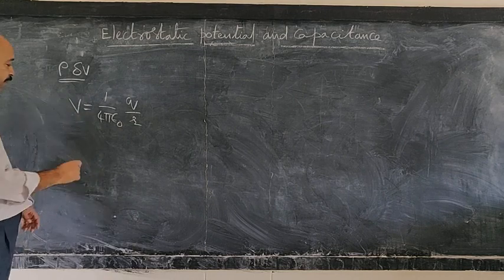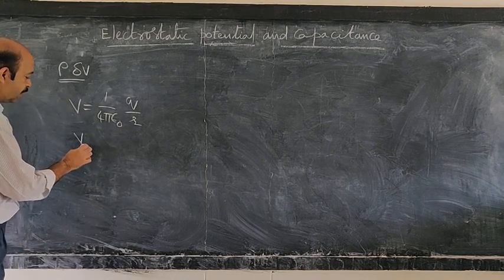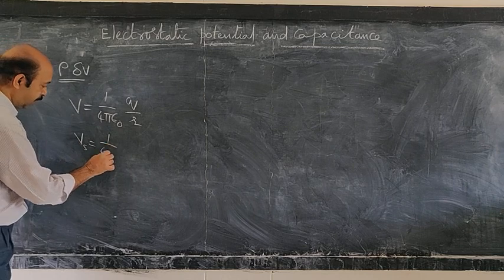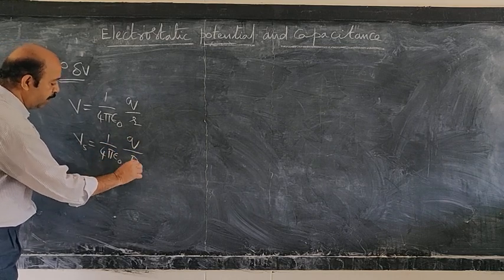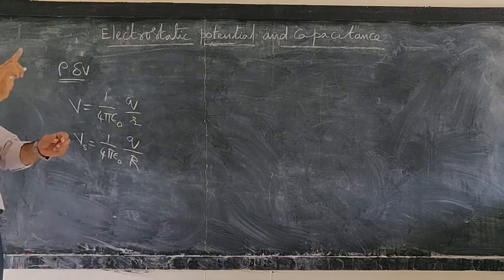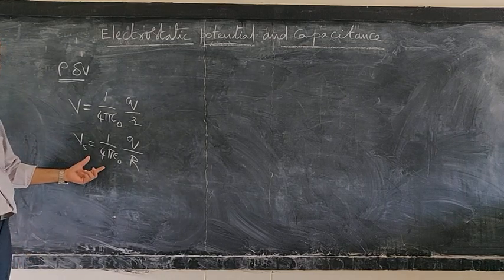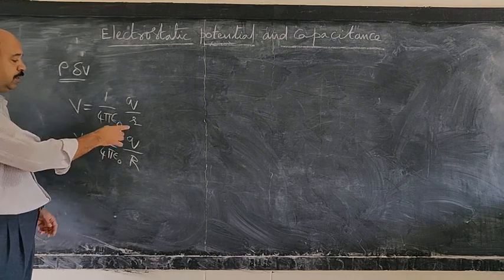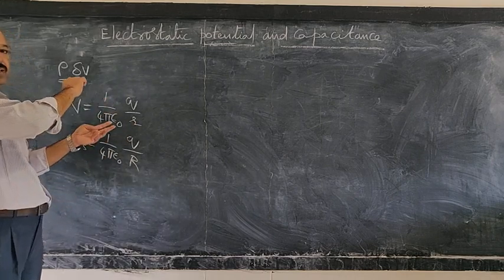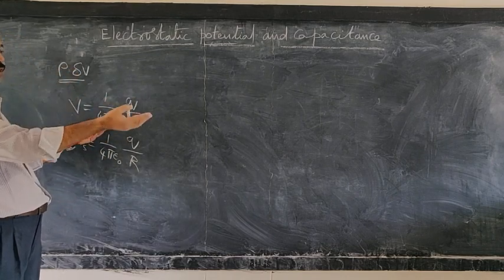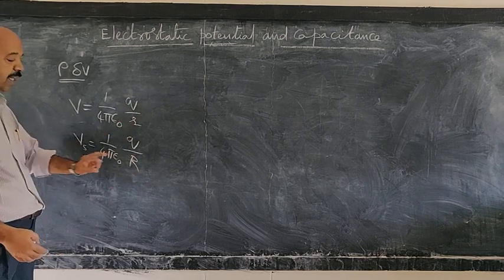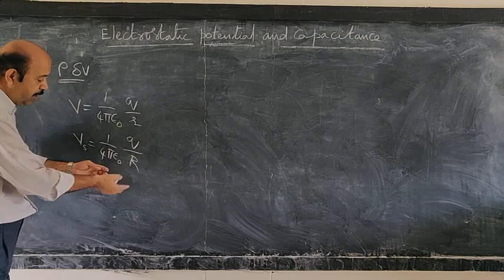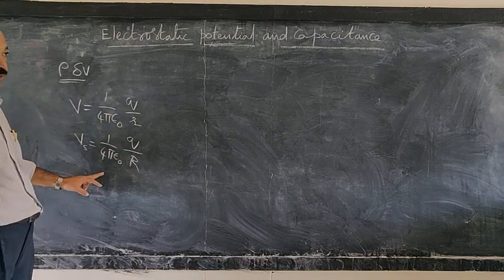Now, on the surface of the sphere, let us suppose the radius of the sphere is some capital R, the potential is given by this. At every point on the sphere, this will be the potential. So here we assume the case of a point outside the sphere, where the distance of the point is greater than the radius, and at every point on the sphere, this will be the formula.